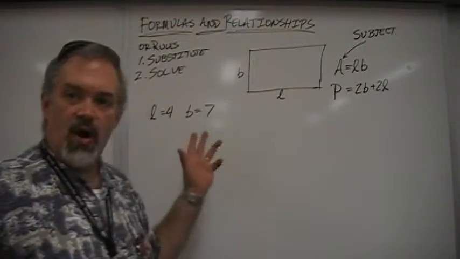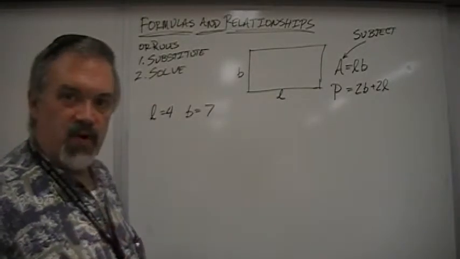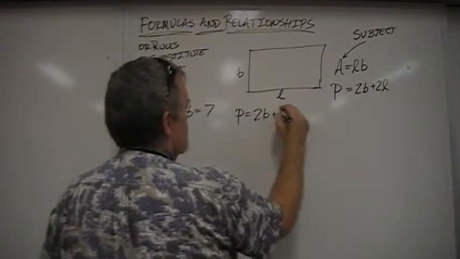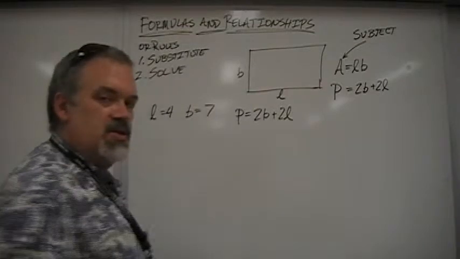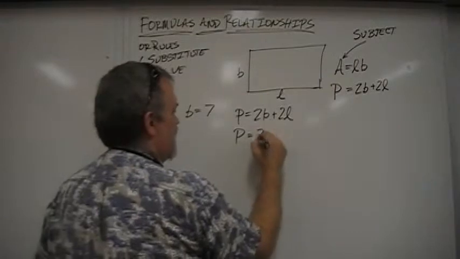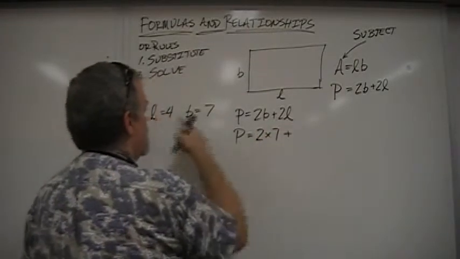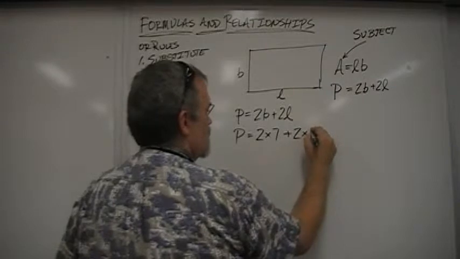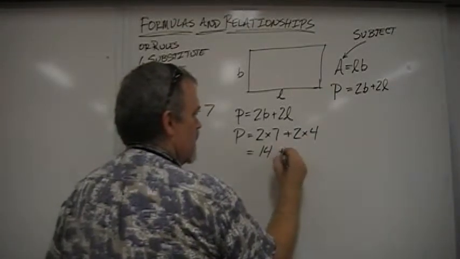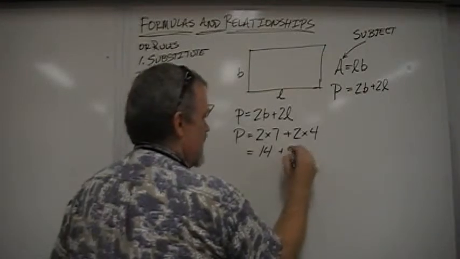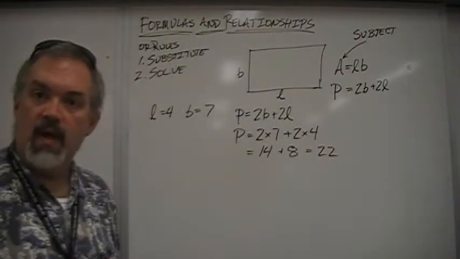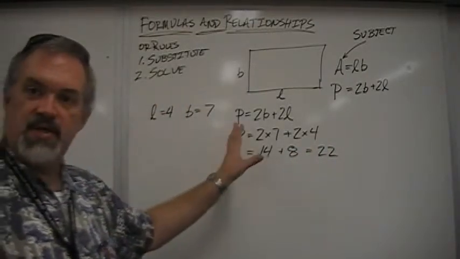Well, if we want to use our formula or our rule, first off we write our rule down. Perimeter equals 2 times the breadth plus 2 times the length, and then we substitute in what we know. So we have perimeter is equal to 2 times the breadth, which is 7, 2 times 7, plus 2 times the length, which is 4. 2 times 7 is 14, plus 2 times 4 is 8, and that tells us that the perimeter is going to be 22.